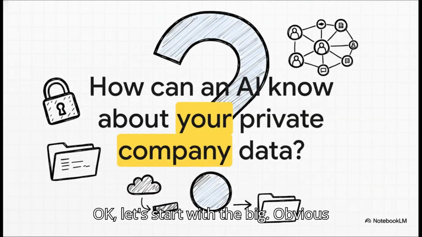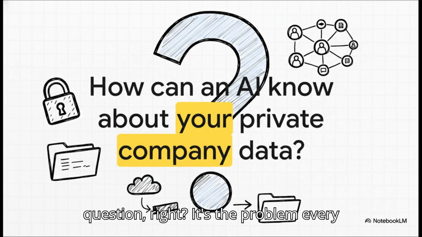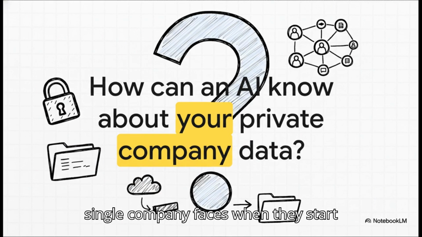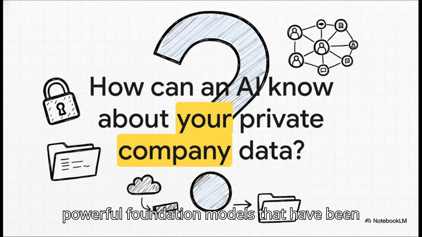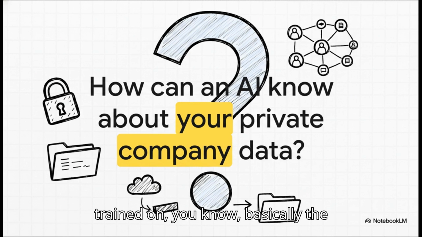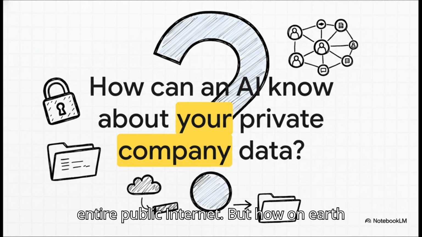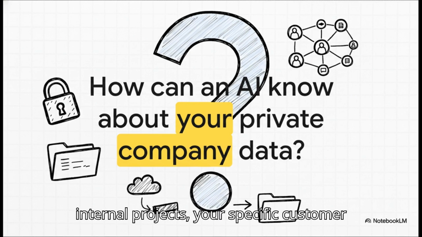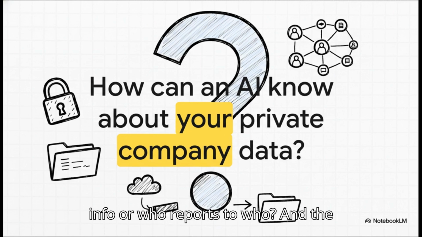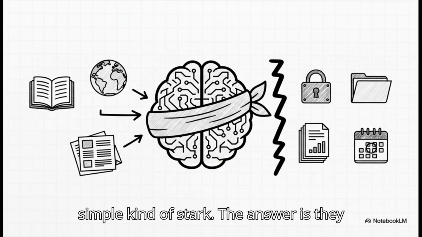Okay, let's start with the big, obvious question, right? It's the problem every single company faces when they start looking at AI. You have these amazing, powerful foundation models that have been trained on basically the entire public internet. But how on earth can they know about your company's internal projects, your specific customer info, or who reports to whom? And the simple, kind of stark answer is they can't.